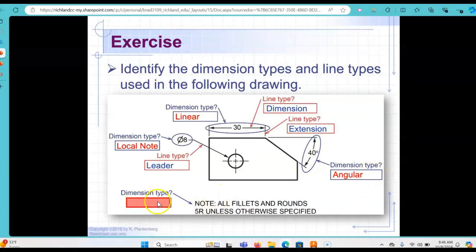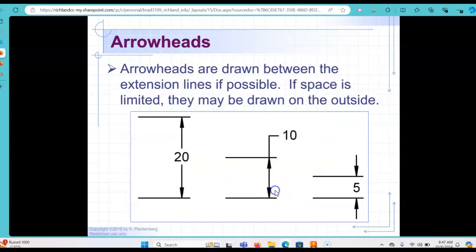One last dimension type down here. This one should be pretty obvious. Note: all fillets and rounds 5R unless otherwise specified. That, of course, is what we refer to as a general note. Notice the difference between a local note that is attached up here and a general note that's going to be someplace else on the print.